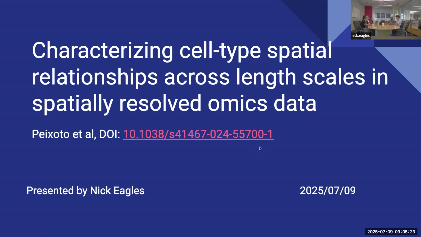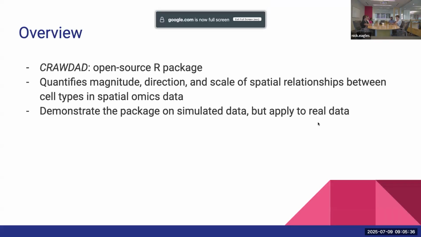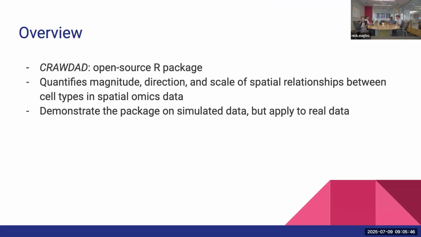Today I'll be talking about this CRAWDAD paper, characterizing cell type spatial relationships across length scales in spatially resolved genomics data, with the DLI here. Basically, they present an open source R package called CRAWDAD, like I mentioned. To summarize it very briefly, it's about quantifying spatial relationships between cell types. They have a metric for the magnitude of these relationships. It's actually two-directional. If you have a pair of cell types, there can be a different relationship between using one as the reference versus the other. And then also the spatial scale.